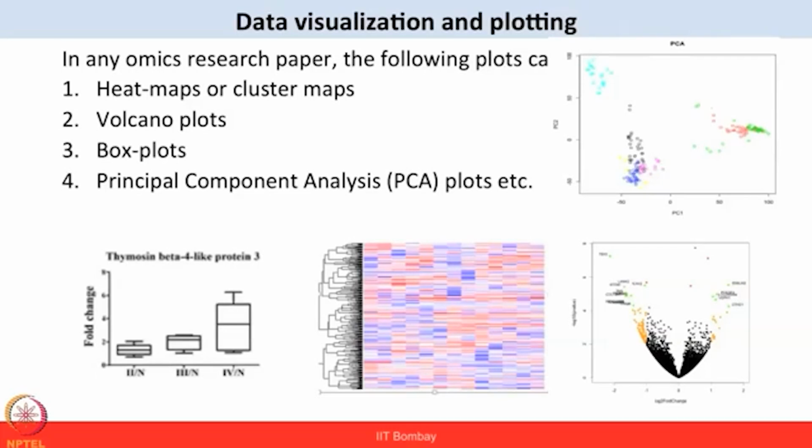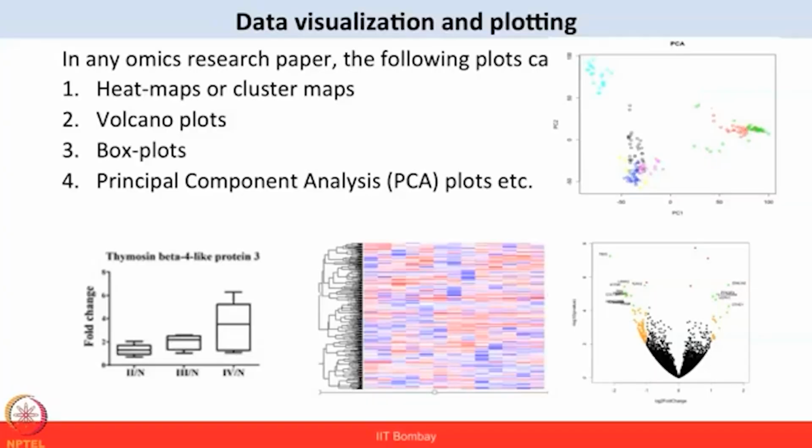Now let us talk about data visualization and plotting techniques. If you look at any omics paper in proteomics or genomics, these kinds of plots are very common: heat maps, cluster maps, box plots, volcano plots, PCA plots, and so on. So let me take you through a glimpse of all these data visualization and plotting techniques. Let us talk first about the heat maps or cluster maps.